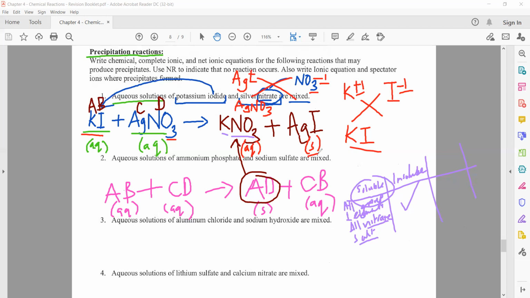Any confusions so far? That's basically the equation for the first question there. Okay, the precipitation reaction question. Any questions so far? Look, the hardest bit of this is writing the chemical formulas down. The rest of it is pretty straightforward. It's just a matter of cross-checking with your solubility table there.